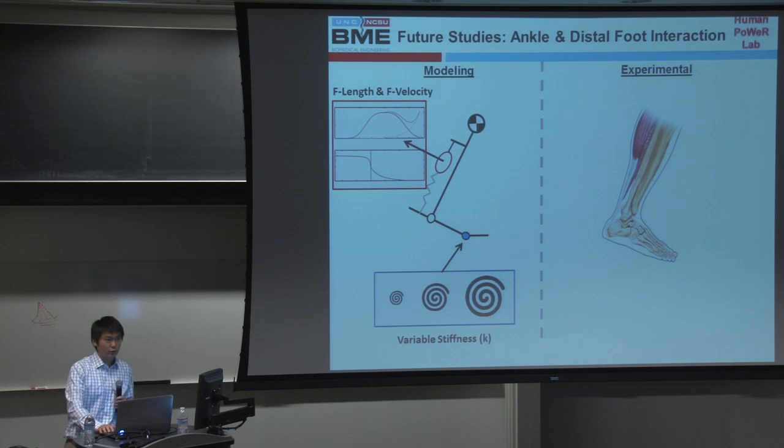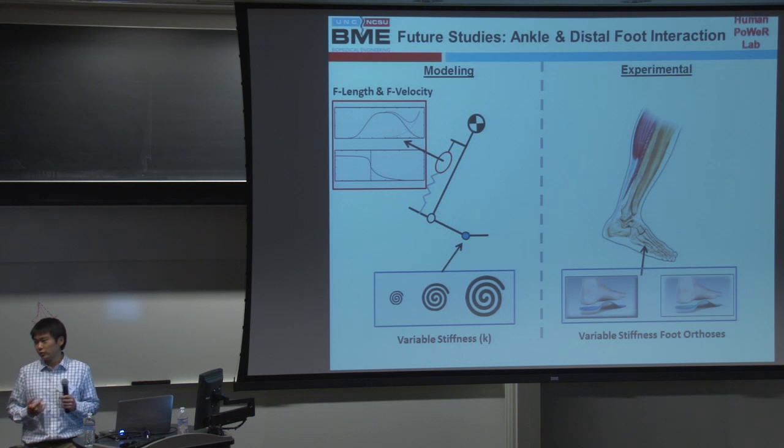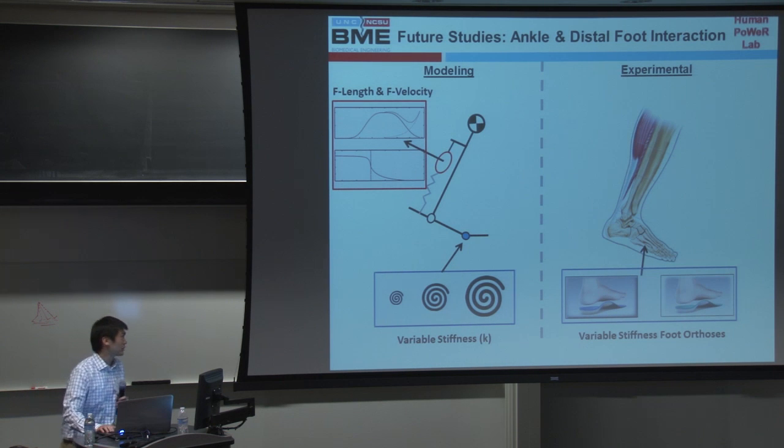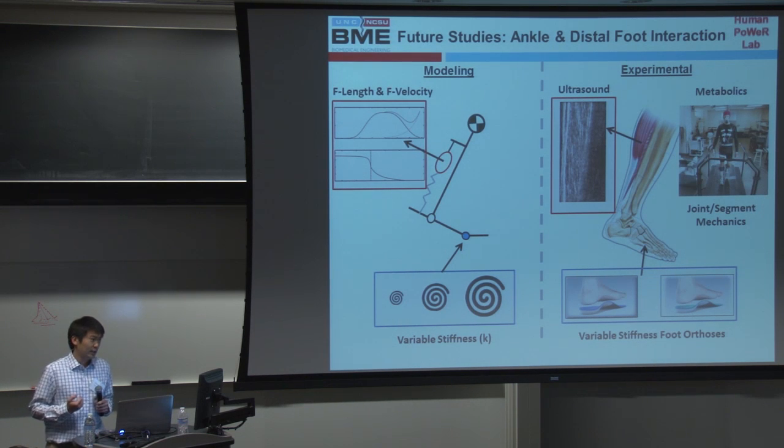and then we can map out the effects on the force length and force velocity operating conditions. And then experimentally, we can do parallel studies. We can modify the stiffness by foot orthoses. And then we can use ultrasound imaging to track the length and the velocity trajectories of the muscle fascicles. And then if our hypothesis is true, then there has to be some optimal foot stiffness that will minimize the metabolic cost.